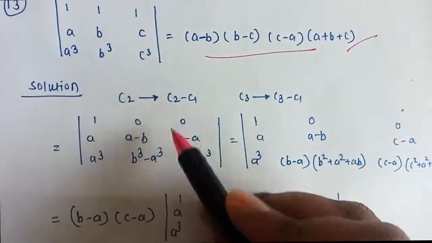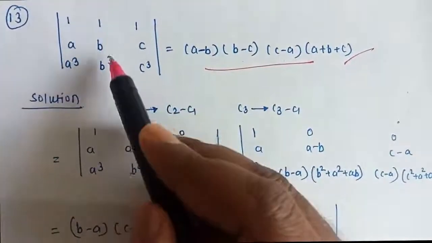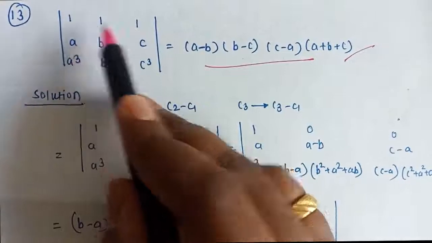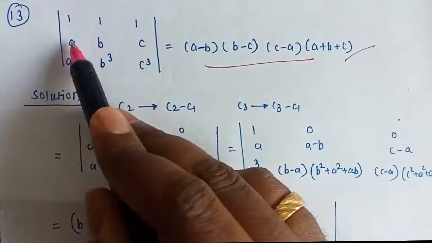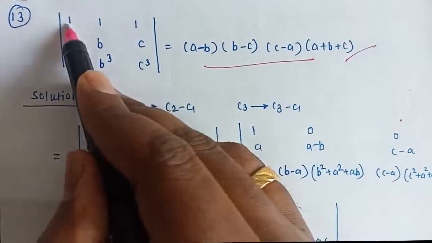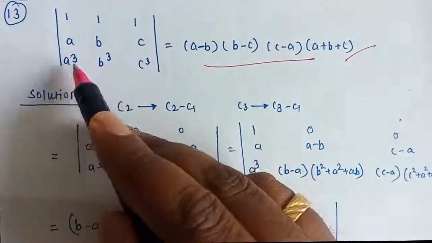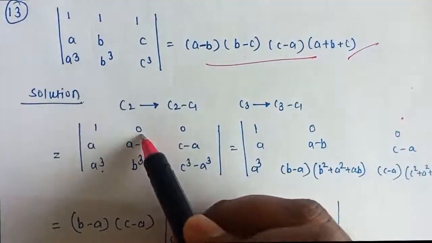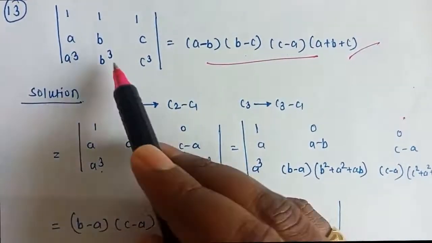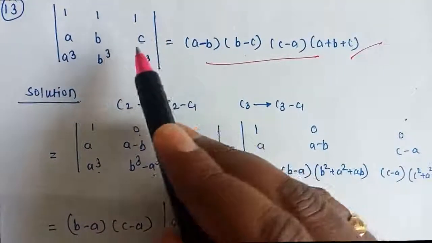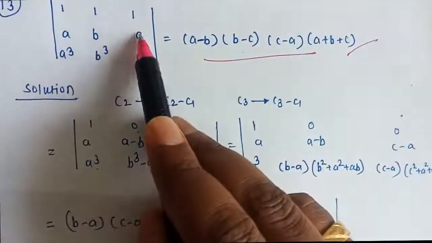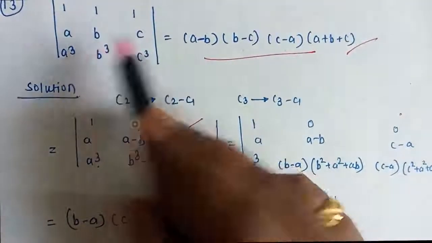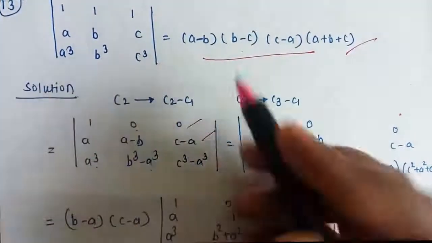So what we can do is, this 1 b and b cube is the second column, so I will change c2 as c2 minus c1. So if I change c2 minus c1, this 1 minus 1 will become 0, so c1 will be as it is, so it will be 1 a and a cube. c2 will be 1 minus 1, it will be 0. This is b minus a. Next is b cube minus a cube. Next, in the same way, I can change c3 by using c3 minus c1, so it will be 1 minus 1, again 0 here, c minus a, then again c cube minus a cube.